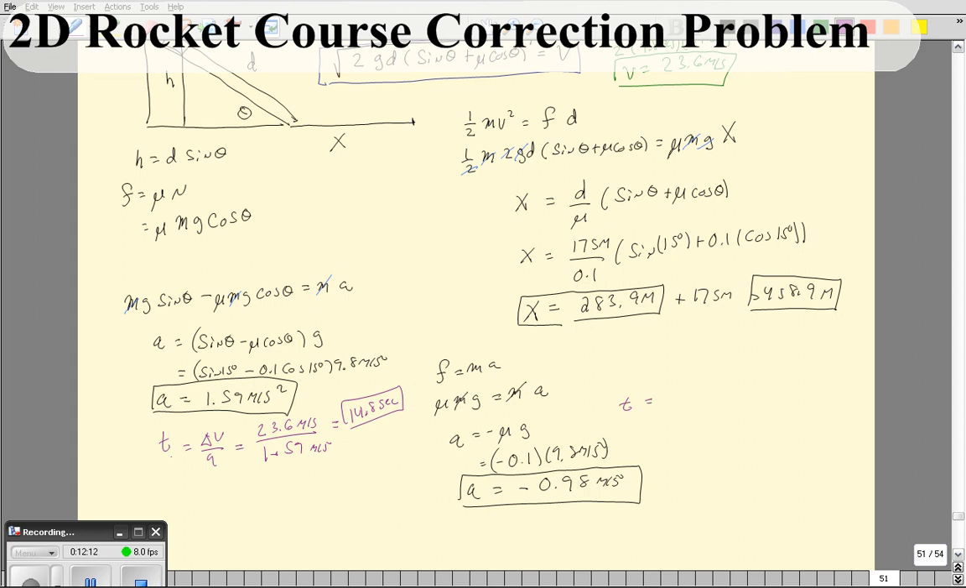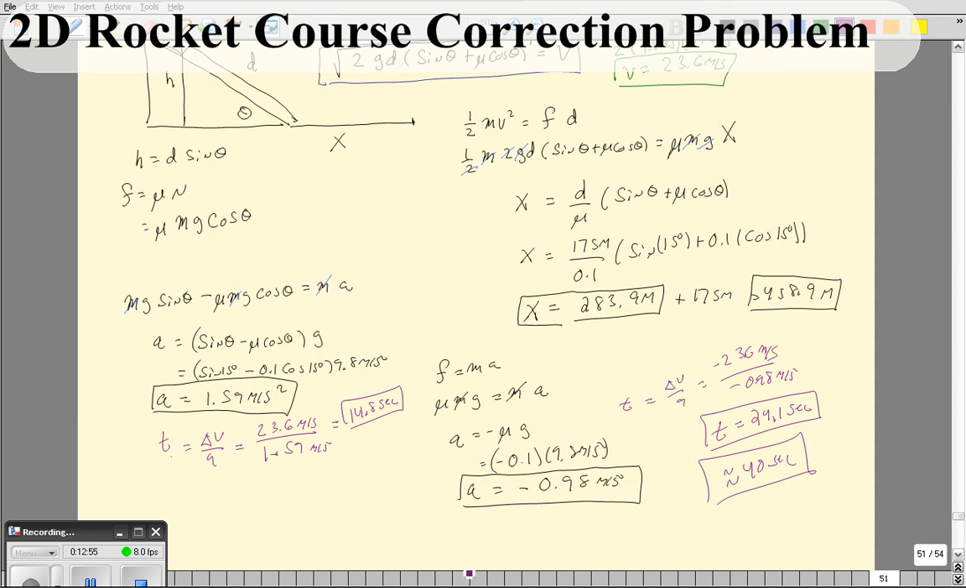And over here, the time to stop, we get the same thing, change in velocity over a, and that's going to be, in this case, negative 23.6 meters per second over negative 0.98 meters per second squared, and that gives us a time to stop of 24.1 seconds. And when we add those two things together, we get a time that is a little closer to 40 seconds. So you can go ahead and corroborate that with the video, see how well that goes.